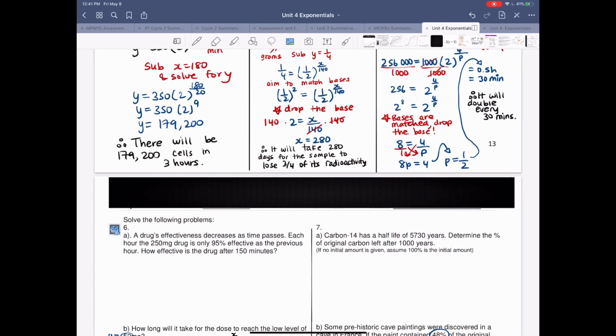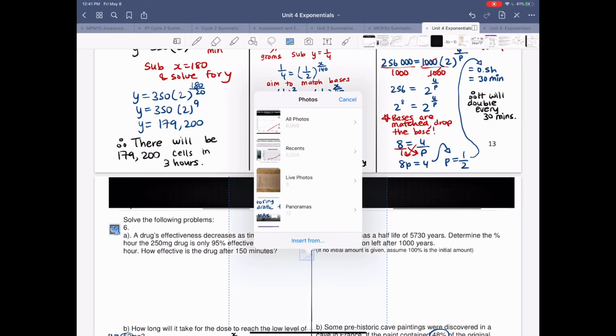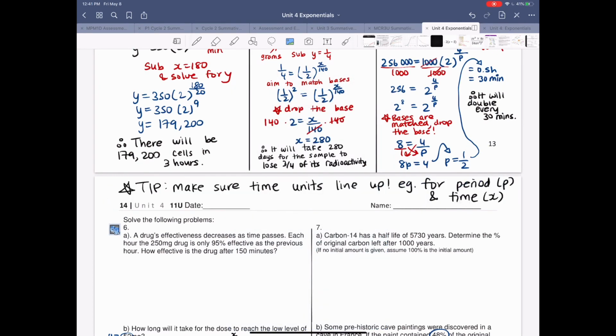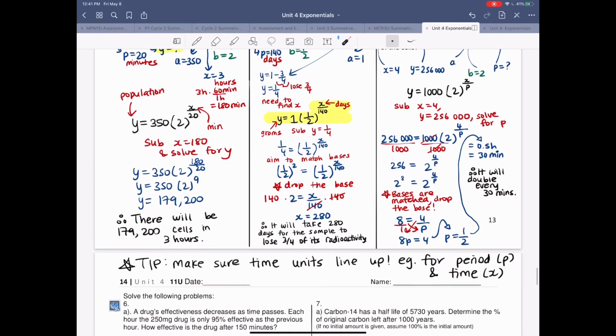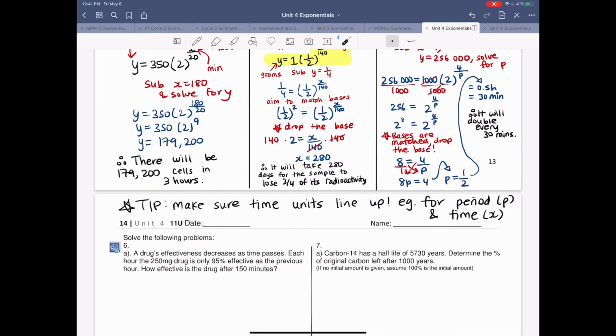Okay, so moving on to the second page, what I want to advise you is that tip is to make sure that the time units line up. Example for period and time. So we had to do that previously for this case. Otherwise, all of our work would have messed up. So we have to make sure that the period time and the time units all line up.